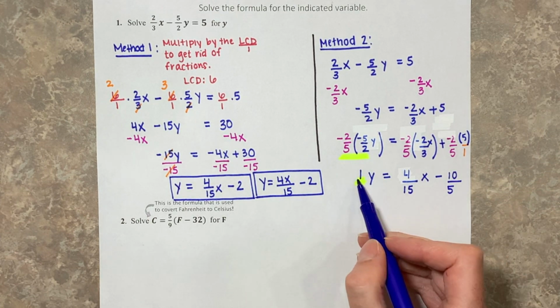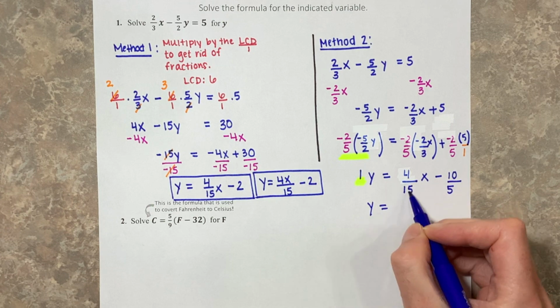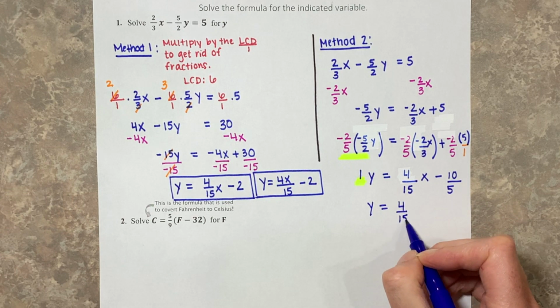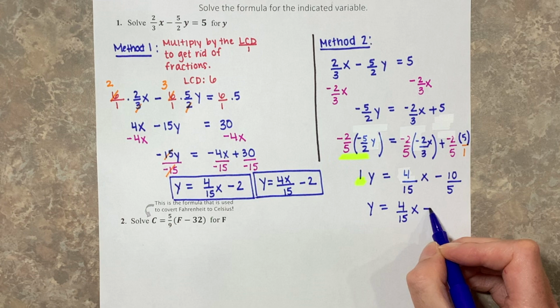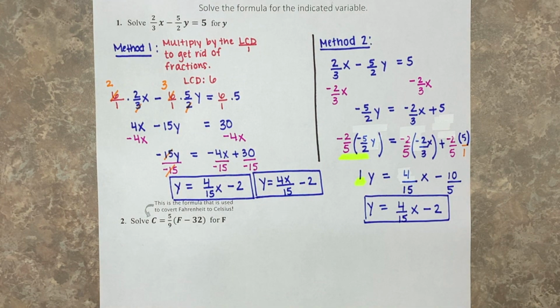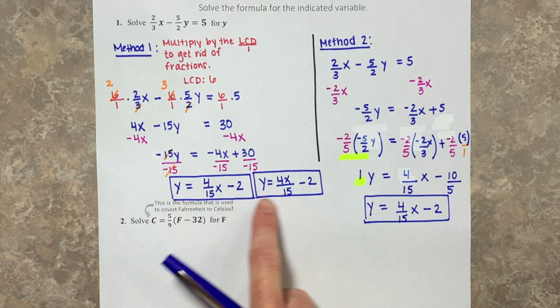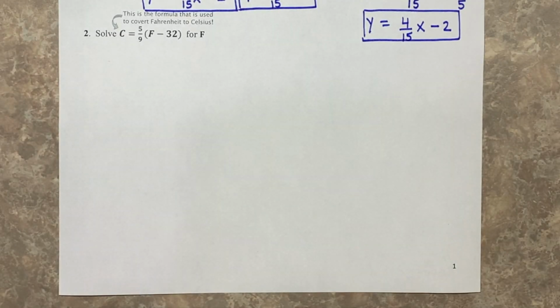Now if we simplify, 1y is just y. 4/15 does not reduce any further. And negative 10 divided by 5 gives us a negative 2. So we see, even though we used a slightly different approach in method 2, we get the same answer that we did using method 1. Let's take a look at another problem.